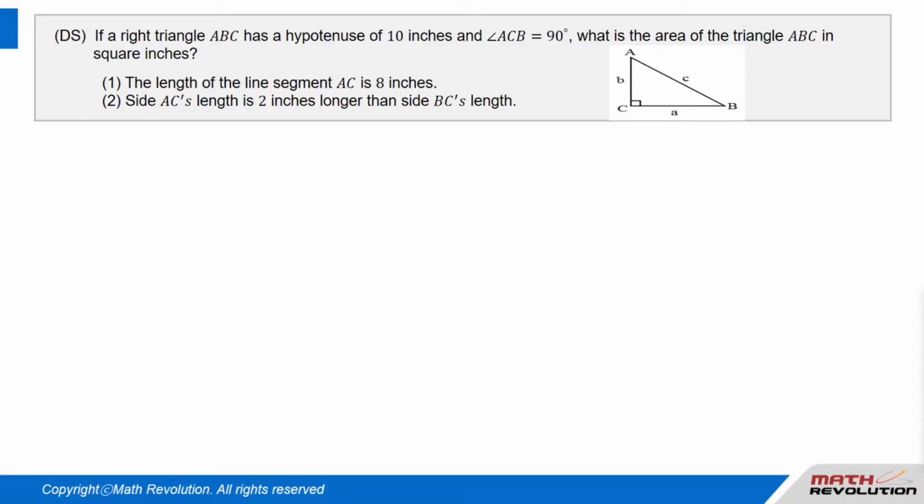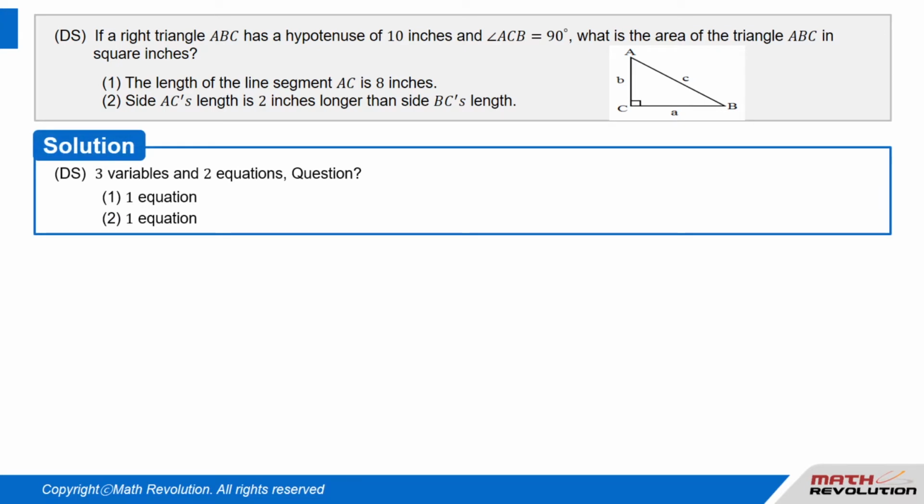Question. DS. If a right triangle ABC has a hypotenuse of 10 inches and angle ACB equals 90 degrees, what is the area of the triangle ABC in square inches? Condition 1. The length of the line segment AC is 8 inches. Condition 2. Side AC's length is 2 inches longer than side BC's length.